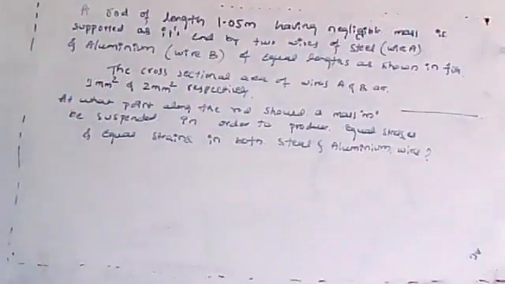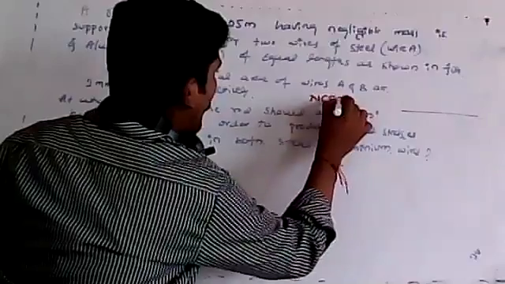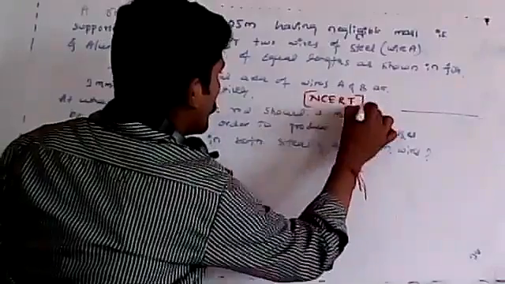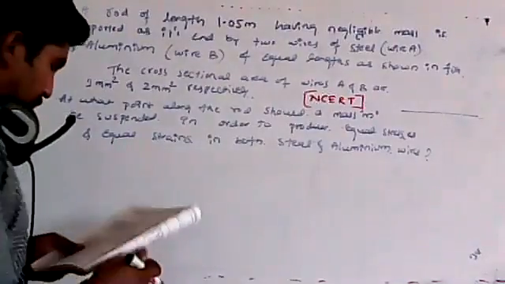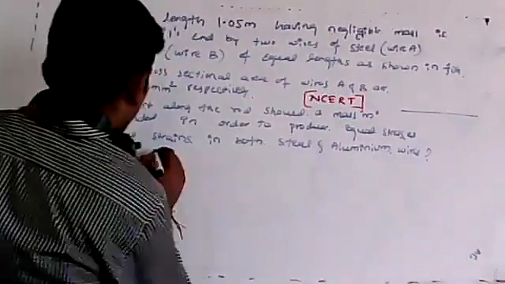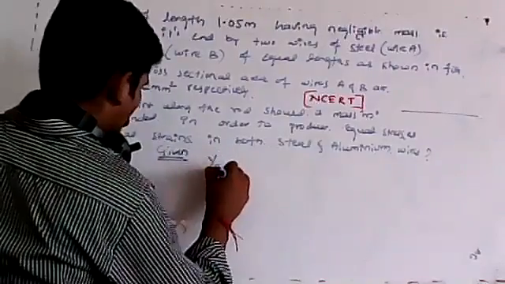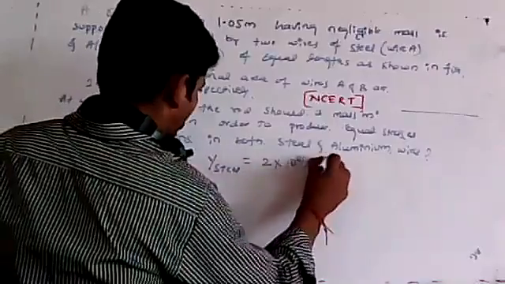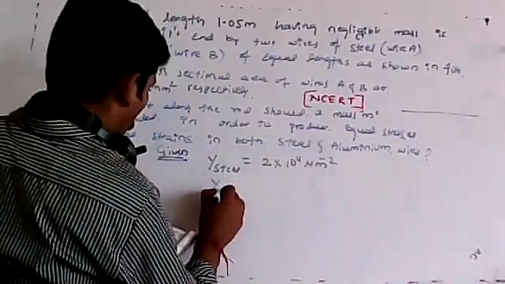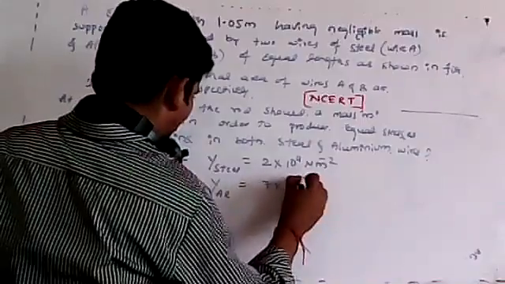Remember, this is asked in the NCERT exercise problem. Just go through it if you have the textbook. Given two quantities, they given Young's modulus for steel wire, 2 into 10 raised to 11 Newton per meter square, and Young's modulus for aluminum also given, 7 into 10 raised to 10.